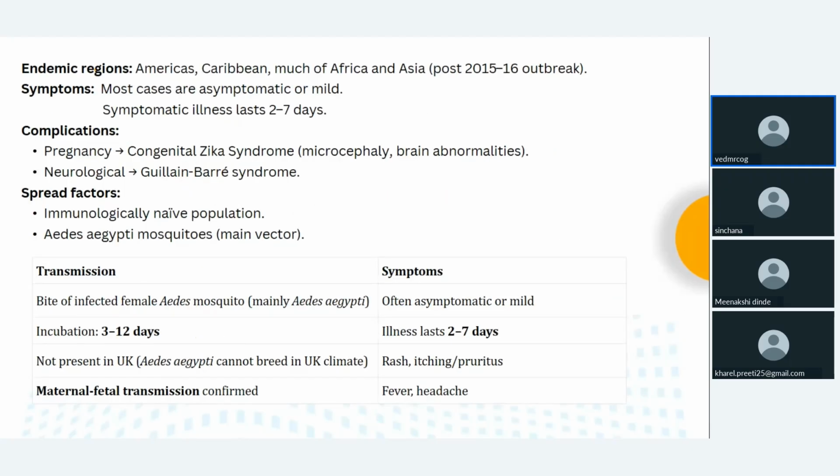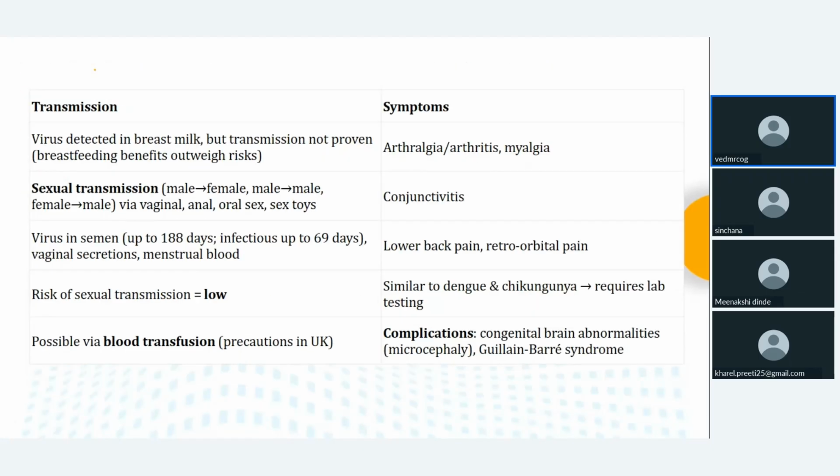Now coming to the symptoms, most of the time the symptoms are very mild or asymptomatic. The illness generally lasts for 2 to 7 days and the incubation period is 3 to 12 days. Then there is rash, itching, fever, headache. Arthralgia is very typical of Zika virus. So if you get arthralgia, arthritis, myalgia, conjunctivitis, low back pain, retro-orbital pain, the clinical features may mimic dengue and chikungunya and require lab testing.